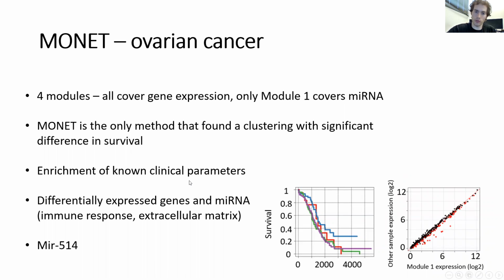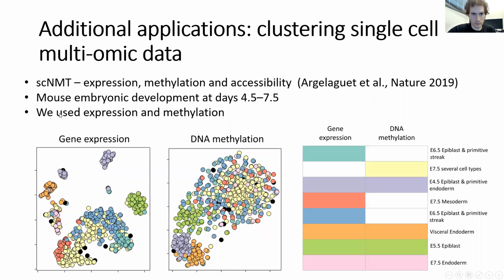There was an enrichment of clinical parameters within the modules, and we also looked at upregulated genes and microRNAs in the module. So, for example, if we look at module 1, which was the only one that covered the microRNA expression omic, we see that there are some upregulated microRNAs, including microRNA 514, which was recently shown to have a role in ovarian cancer progression.